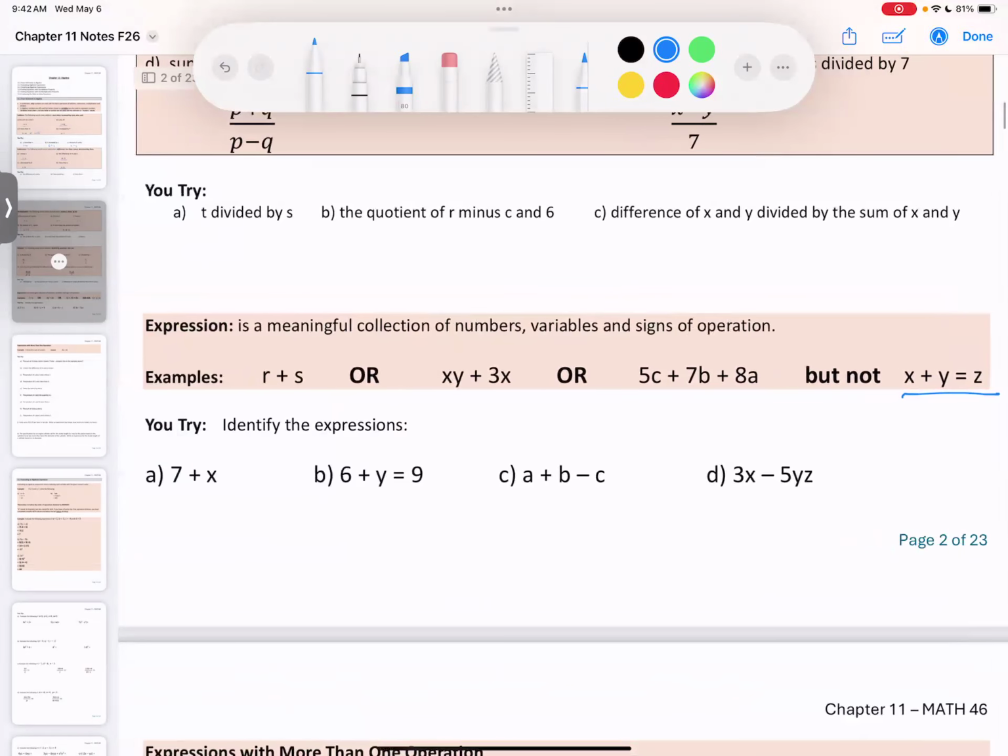So you can't have an equal sign. So go ahead, check the next 4, figure out which ones are meaningful collections of numbers and variables and signs of operations, but do not have equal signs. Go ahead and circle those. And you should find that these 3 are all expressions, but B is not because it is actually an equation. And the difference between an equation and an expression in math can be important.